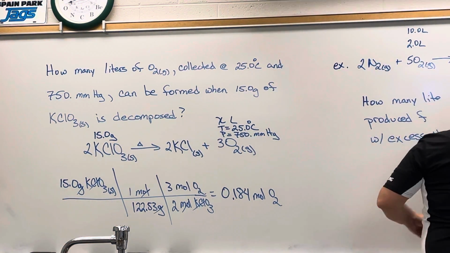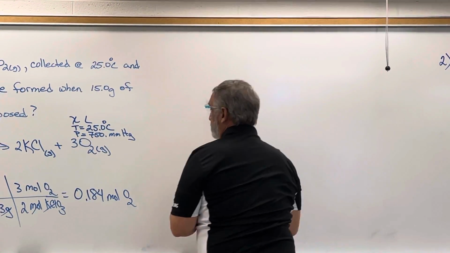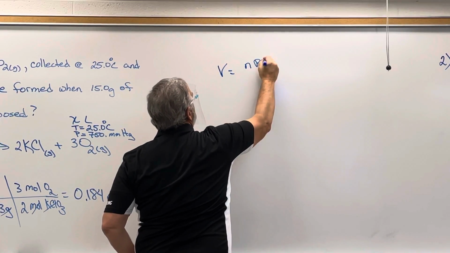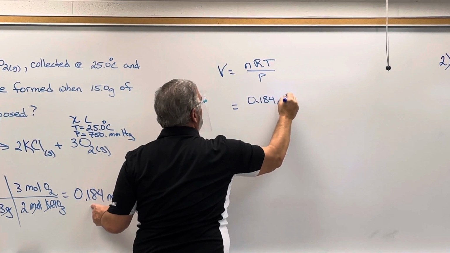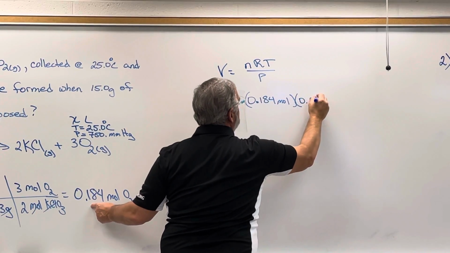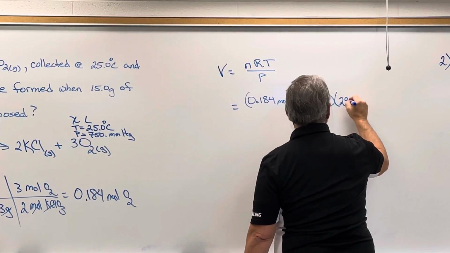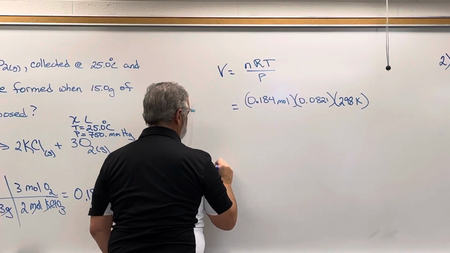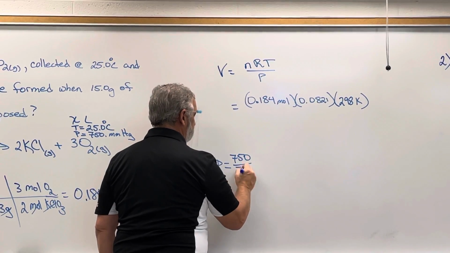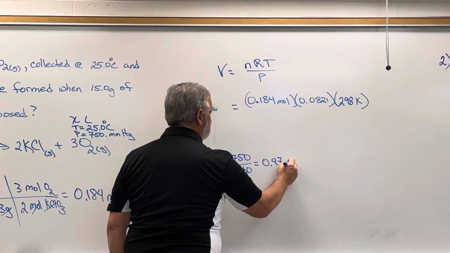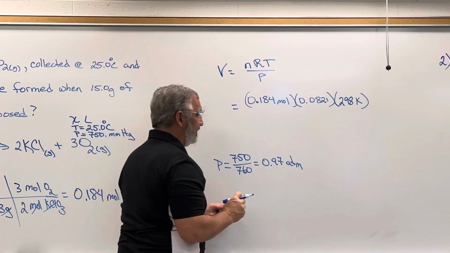So now I have to use the ideal gas law to solve for volume. So volume is equal to nRT over P. So n we just calculated, 0.184. R is always 0.0821. Temperature has to be in what unit? So it's 298. And what unit does pressure have to be in? How do we get pressure to atmospheres? 760. 0.97? I got 0.99. Because when you do 750 over 760, yeah.